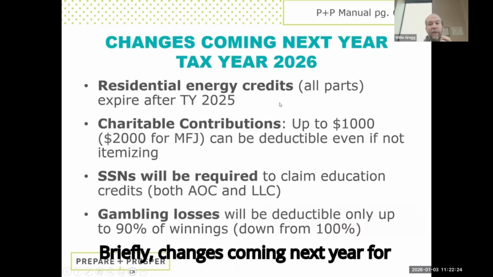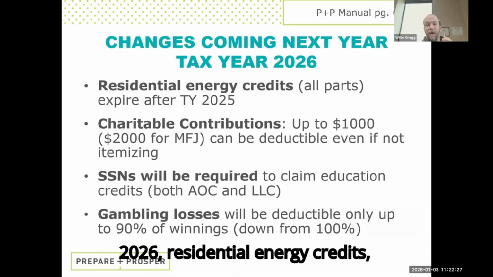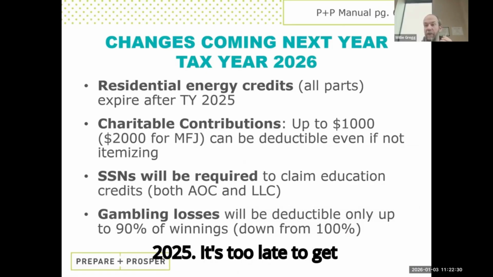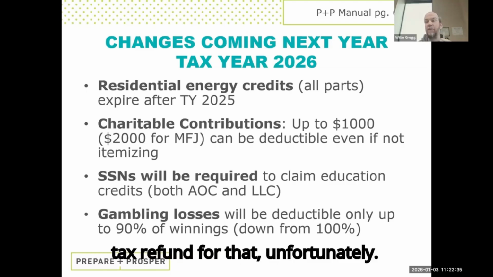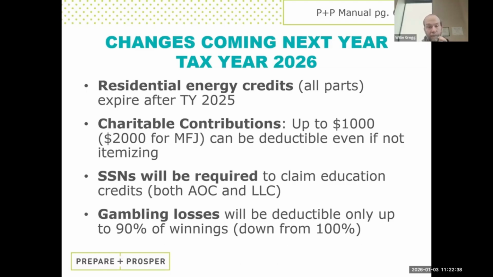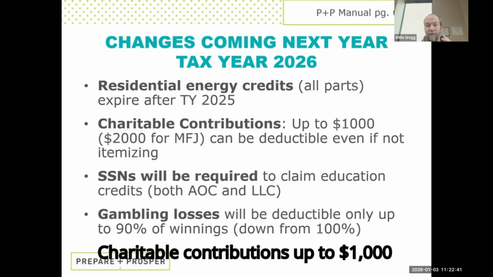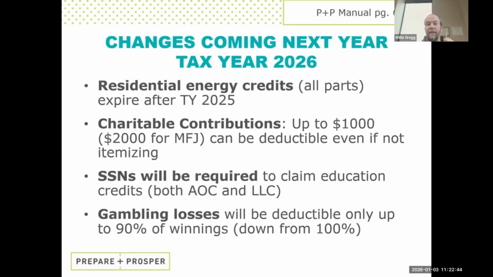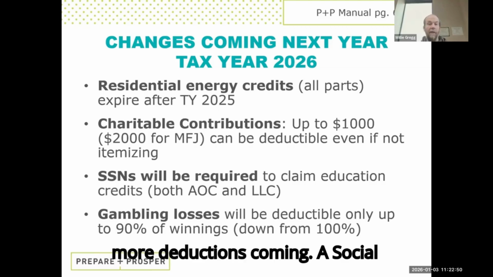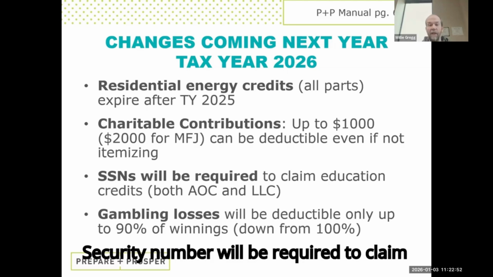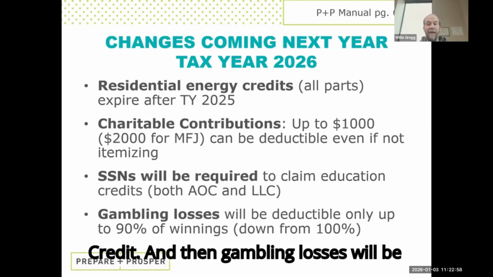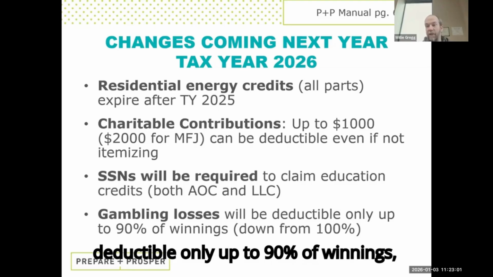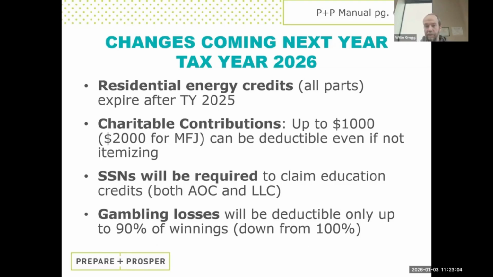Briefly, changes coming next year for 2026. Residential energy credits, all parts expire after tax year 2025. It's too late to get anything updated on your house and get a tax refund for that, unfortunately. Charitable contributions up to $1,000, or $2,000 married filing jointly, can be deductible even if not itemizing. More deductions coming. A Social Security number will be required to claim education credits, both the American Opportunity Credit and the Lifetime Learning Credit. And then gambling losses will be deductible only up to 90% of winnings, down from 100%.